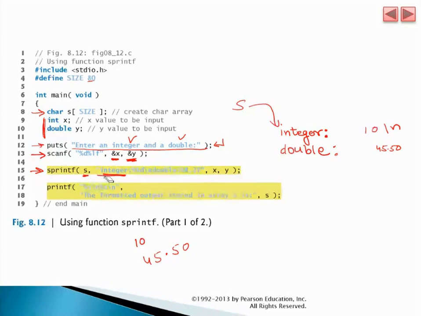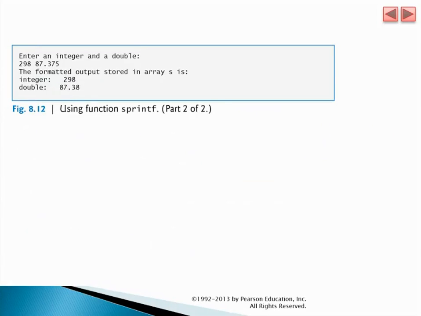Yes, ma'am. Then we call our normal printf function, which will actually print on the screen. What we are printing now is this S. So the formatted output stored in the array S is printed, and we are printing the value of this S. So this is the output. Suppose the user entered 298 and 87.375, so this is the value of S.